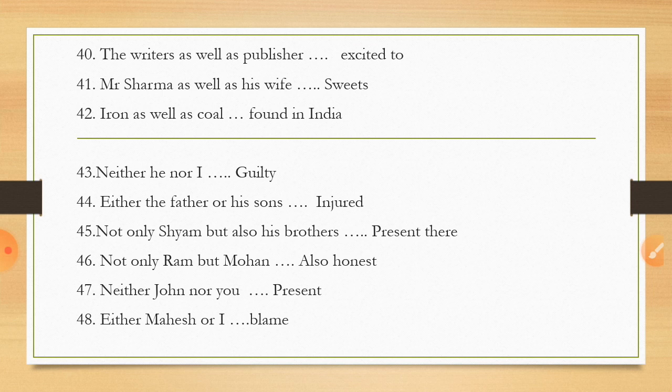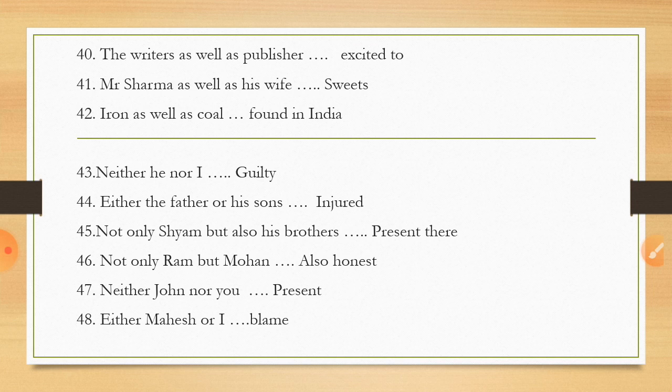Let's move further. The writers as well as publishers are excited. Here we use the verb according to the subject before "as well as." Similarly, Mr. Sharma as well as his wife likes sweets, because here we are using the verb according to the subject before "as well as." Mr. Sharma is singular, thus we are using "likes," which is singular. Iron as well as coal is found in India.